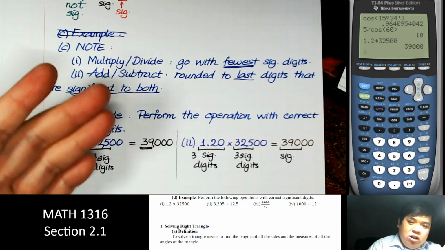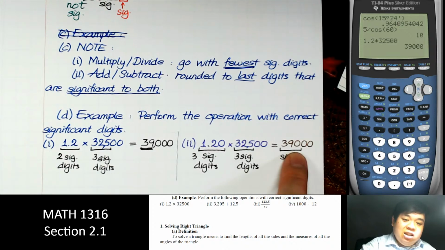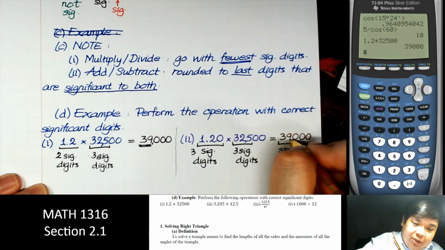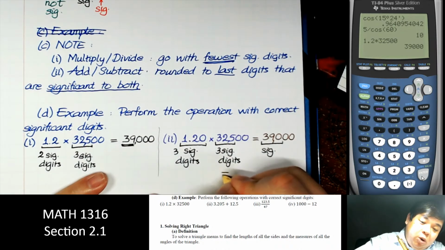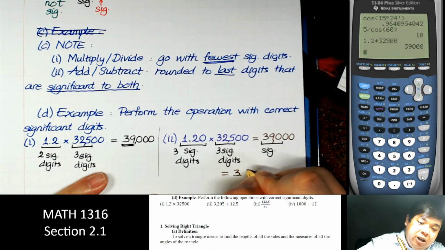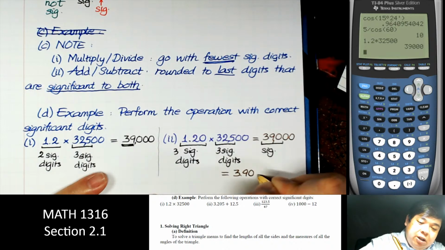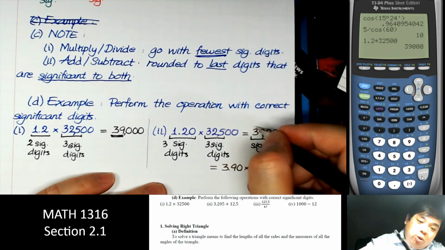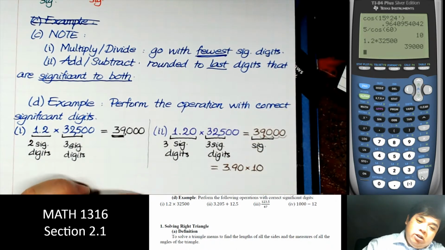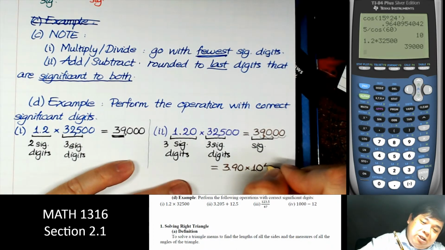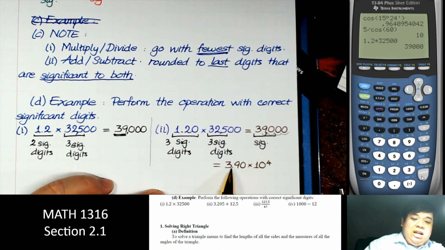So all three of these will be significant. But then you say, what is the difference here? How can we write that, with this zero being significant? The only way to do that is to write it as 3.90 times 10 to the, let's move the decimal point, 1, 2, 3, and 4, 10 to the 4th power. In which case, it has 3 significant figures.